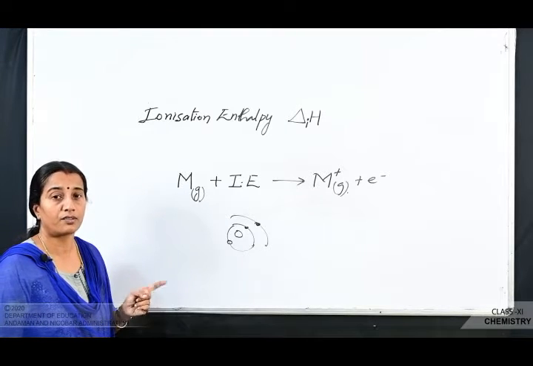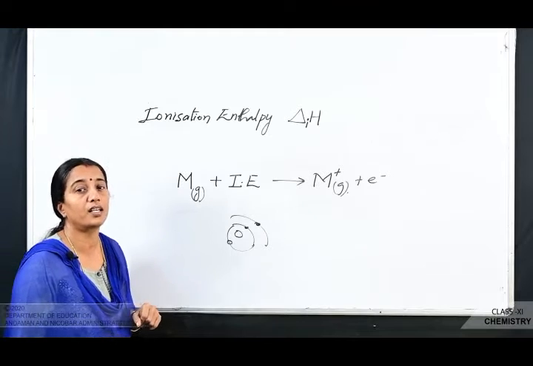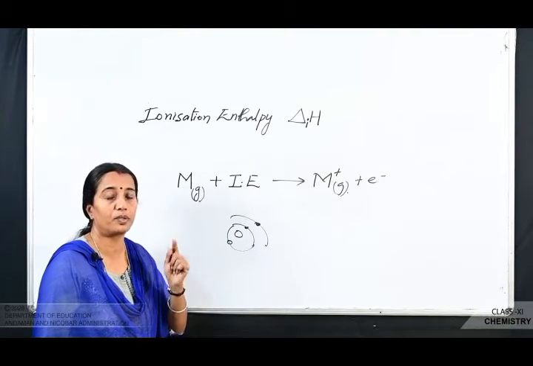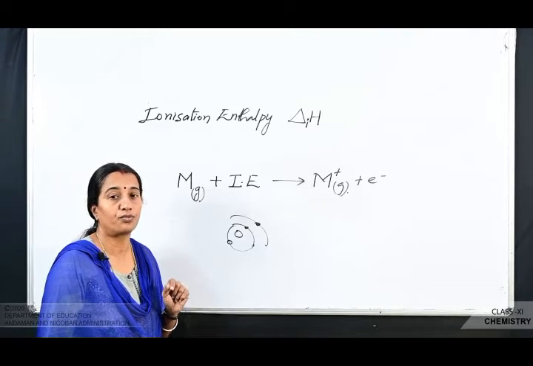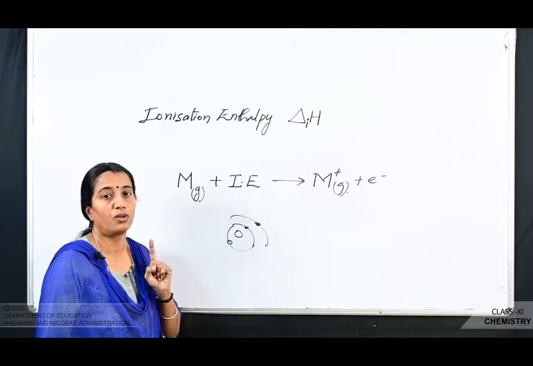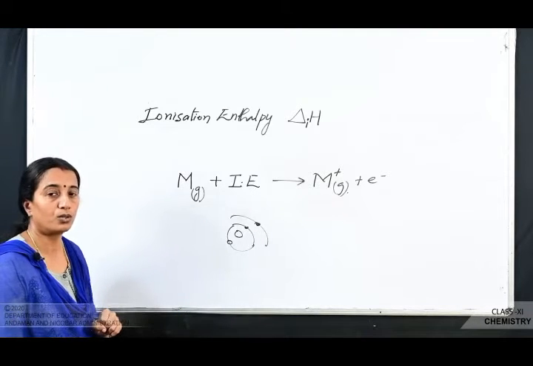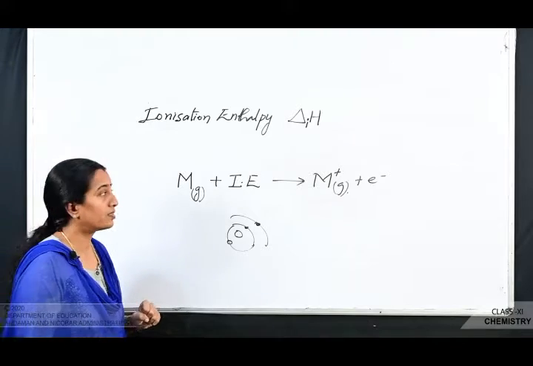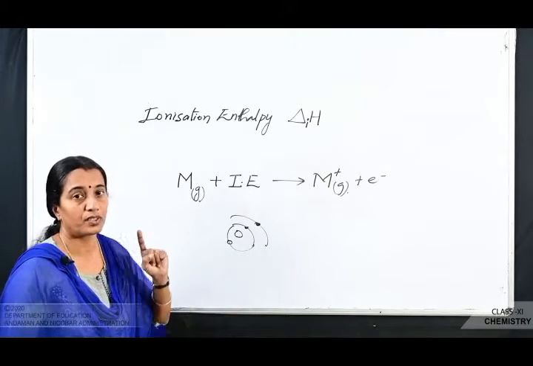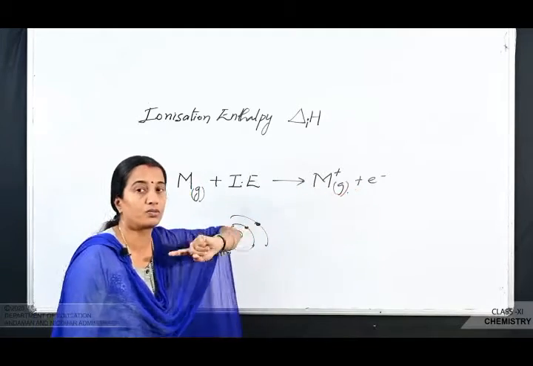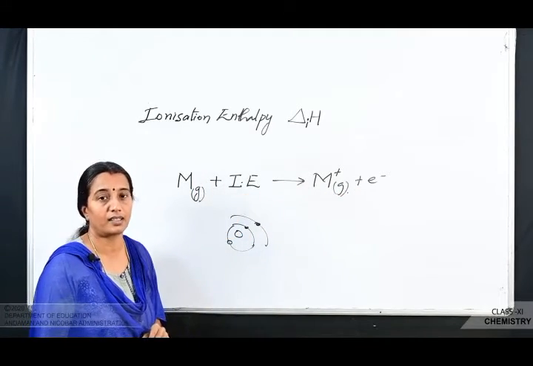Okay, the unit of ionization potential is given in electron volt per atom, and this is equal to the ionization enthalpy divided by 96.49 kilojoule per mole. That means 1 electron volt per atom is equal to 96.49 kilojoule per mole. Okay, this is the ionization enthalpy. That means what is ionization enthalpy? The energy required to remove the electron from the isolated gaseous atom.